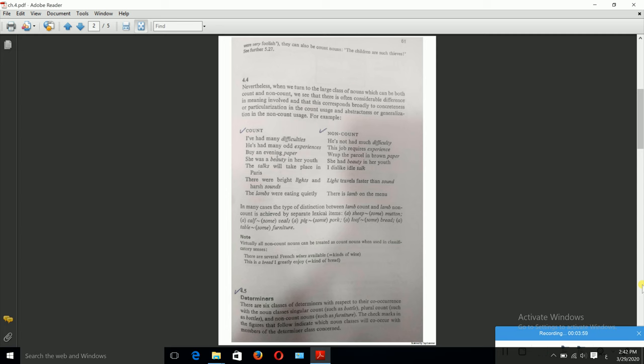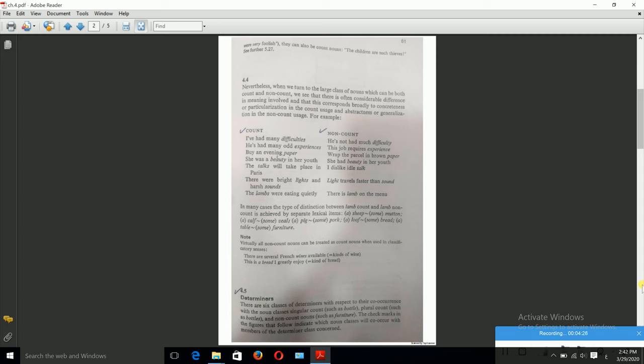Here in this paragraph it says that the noun can be non-count noun and count noun. The same word, the same noun, can be count and sometimes at the same time non-count.